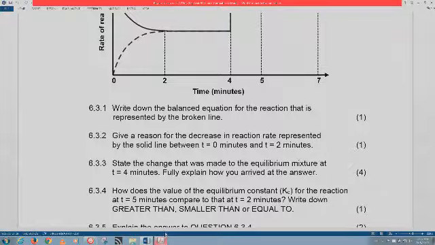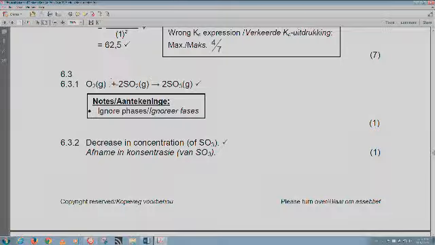Therefore, the answer that is expected there is oxygen plus 2SO2 giving us 2SO3. The phases may be ignored, but the equation must be balanced. And your reactants must be sulfur dioxide and oxygen. Your product must be sulfur trioxide, and everything balanced for 1 mark.